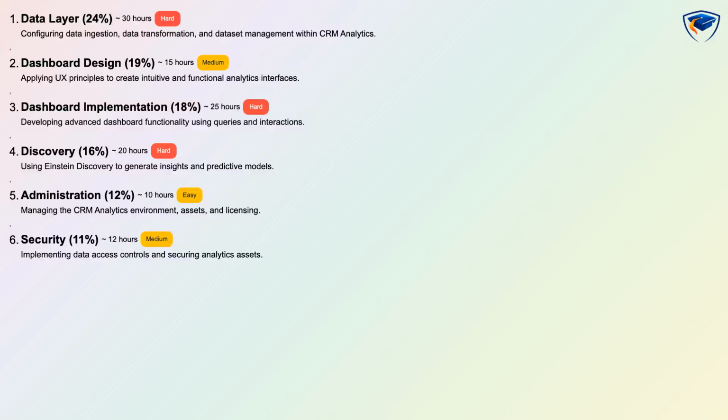The exam is divided into 6 domains with these exact weights. Data layer 24%, dashboard design 19%, dashboard implementation 18%, discovery 16%, administration 12%, and security 11%. Together these areas cover data ingestion and transformation, user experience and visualization, advanced queries and interactions, predictive modeling, environment administration, and access controls. Use these percentages to prioritize study time and focus practice where the exam will test you most.